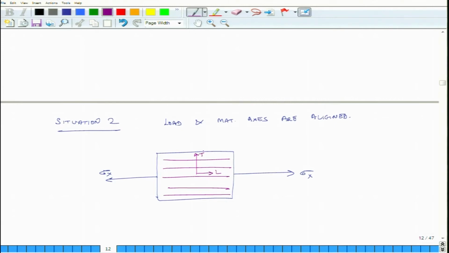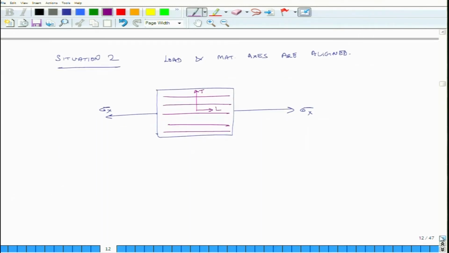So, when load and material axes are aligned, then the behavior is similar to an isotropic material. So, this is the case of special orthotropy.